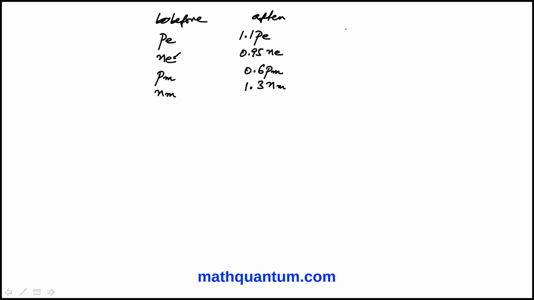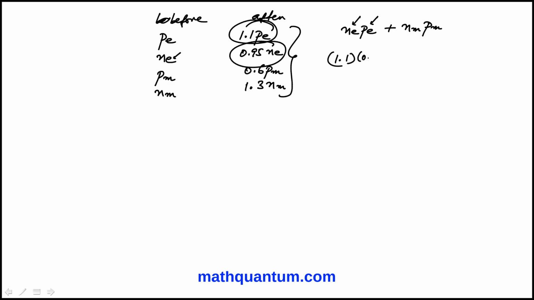So initial revenue is N_E P_E, number of evening tickets sold times the price of evening tickets, plus the number of morning tickets sold times the price. So this is your initial revenue. Revenue here would be, again, the price times the number, so 1.1. I'm kind of putting the numbers together. And then 0.6, 1.3, P_M, N_M. And we're looking for percent change, so we need to find the difference here.